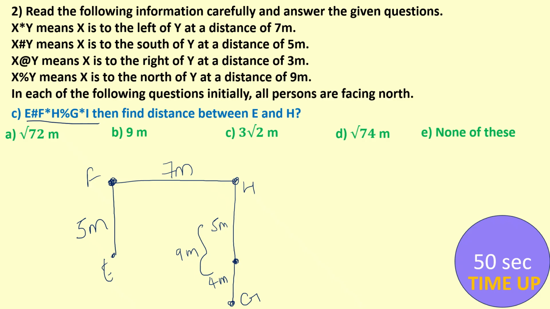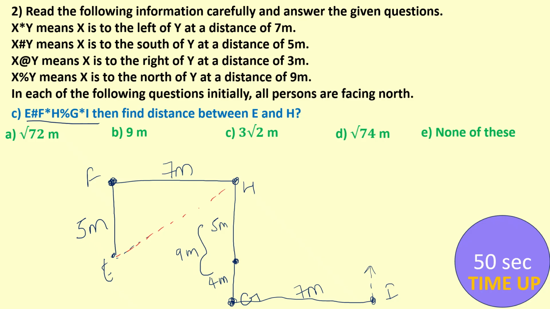Next, G asterisk I means G is to the left of I. So if I is facing north, G will be at the left of I at a distance of 7 meter. Correct? Then find the distance between E and H. So what is the distance between E and H?